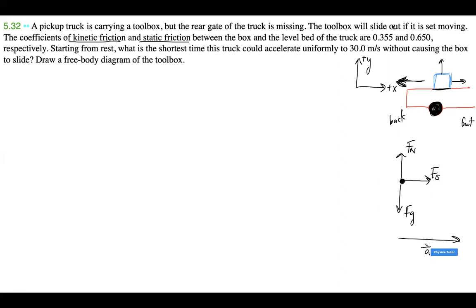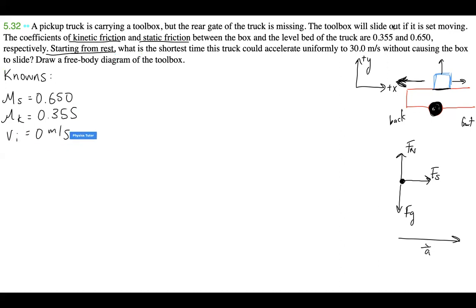Okay. So let's write down our knowns, and then we can talk about why that's important. Our knowns are: we have the coefficient of static friction, which is 0.650. We have the coefficient of kinetic friction, which is 0.355. We are starting from rest, so initial velocity is equal to 0 meters per second. What is the shortest time? So what we're looking for is time. The truck could accelerate uniformly, right? So we have some sort of acceleration. We don't know what it is, but it's uniform.